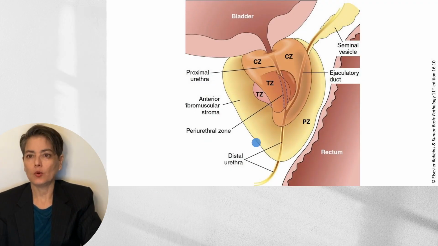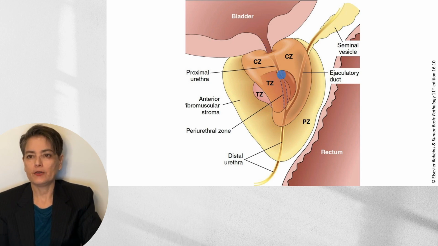Here you can see the organ nestled between the bladder and the rectum. We divide the prostate into a variety of zones. We have the peripheral zone here in light yellow, which is the most common location for adenocarcinomas to arise. A subset of these can be recognized on digital rectal exam. There's also the central zone and the transition zone.